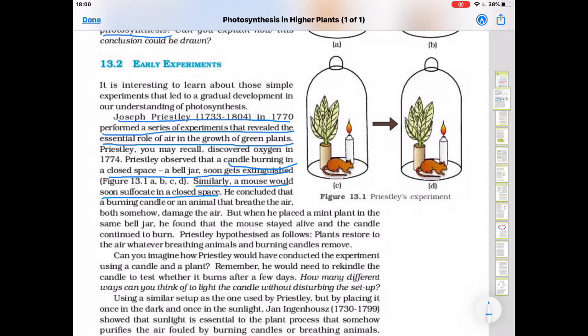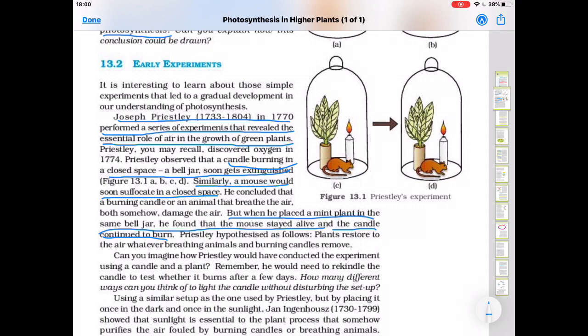He concluded that a burning candle or an animal that breathed the air both somehow damage the air, because during respiration they give out carbon dioxide. But when he placed a mint plant in the same bell jar, he found that the mouse stayed alive and the candle continued to burn, because when the plant is present inside the bell jar, during photosynthesis the plant will take carbon dioxide and give out oxygen, and that oxygen will be used by the candle for burning and by the mouse.